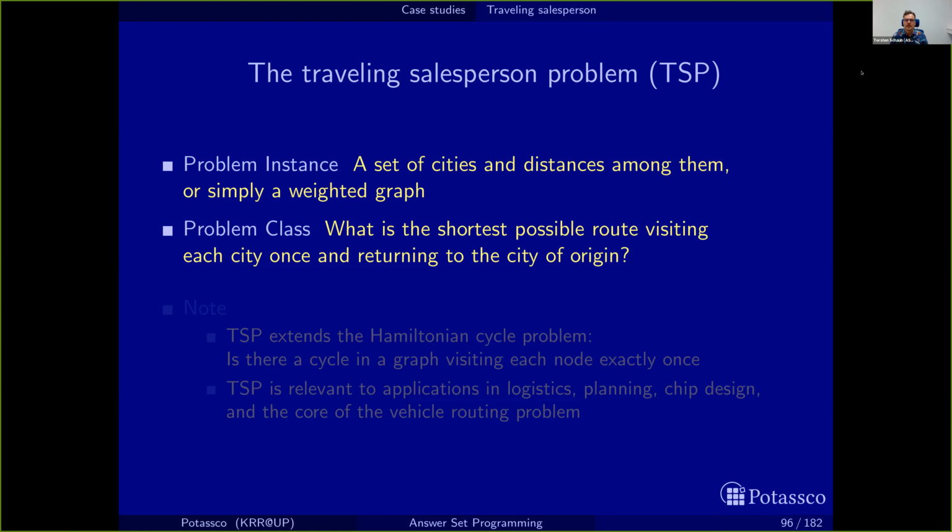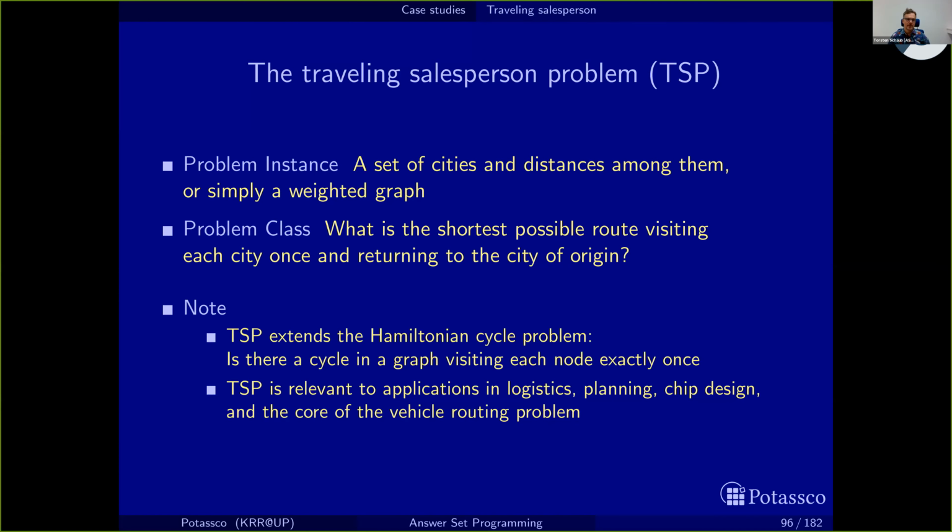We have distances among them, or a weighted graph, and then the question is, what is the shortest possible route visiting each city once that goes back to the original origin? So this is actually a Hamilton cycle problem, but you have optimization because you want to know the shortest such route, right? And this is used very much in industrial applications.